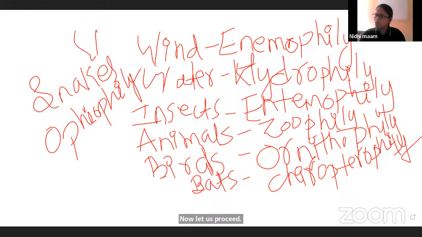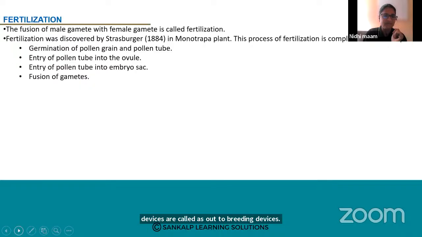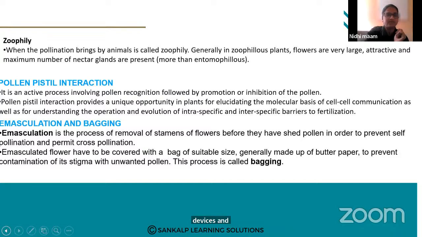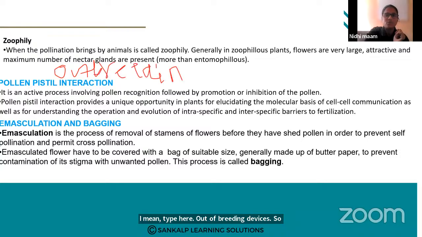In some of the plants, what happens is that some of the plants want to achieve cross-pollination only. They want to escape from self-pollination. They want to achieve cross-pollination. Such processes or techniques are called outbreeding devices, which is not mentioned here. I forgot to type it here. Outbreeding devices. So the devices which will avoid autogamy and achieve cross-pollination.